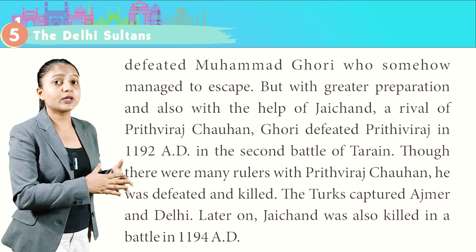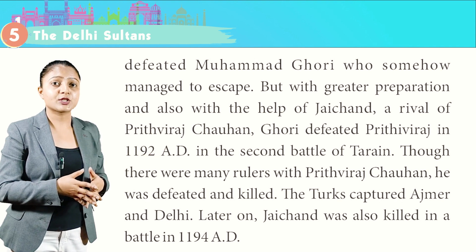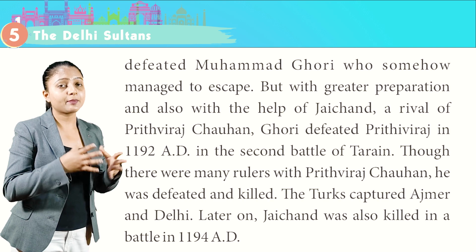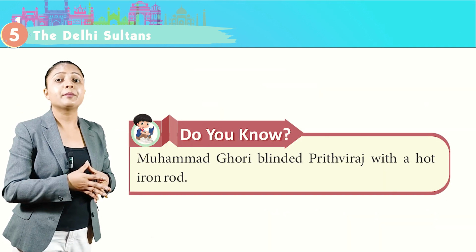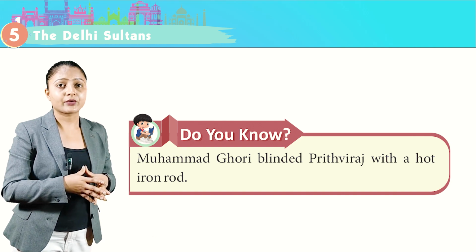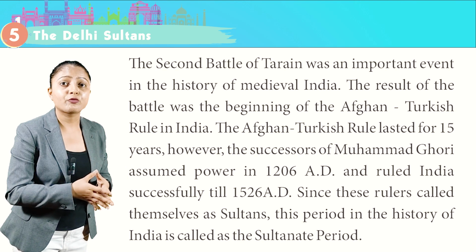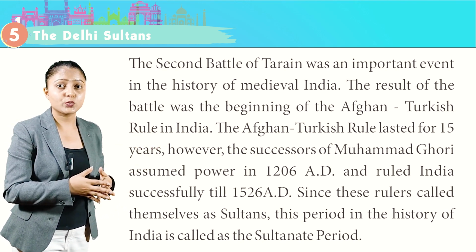Though there were many rulers with Prithviraj Chauhan, he was defeated and killed. The Turks captured Ajmer and Delhi. Later on, Jaichand was also killed in a battle in 1194 AD. Do you know, Muhammad Ghori blinded Prithviraj with a hot iron rod. The second battle of Tarain was an important event in the history of medieval India. The result of the battle was the beginning of the Afghan Turkish rule in India.